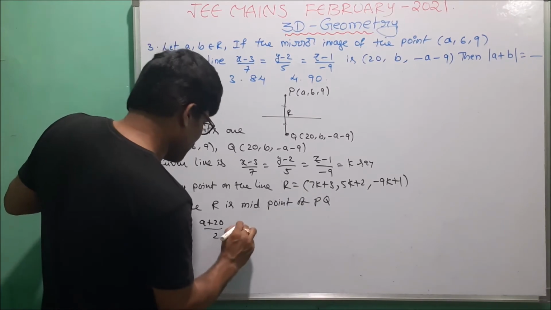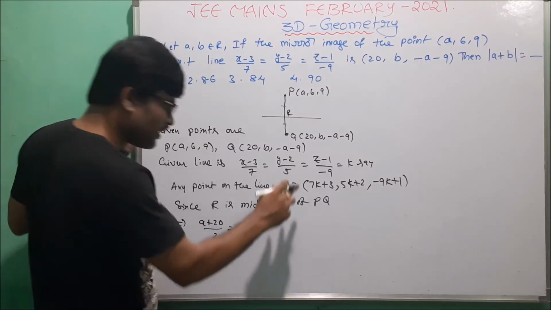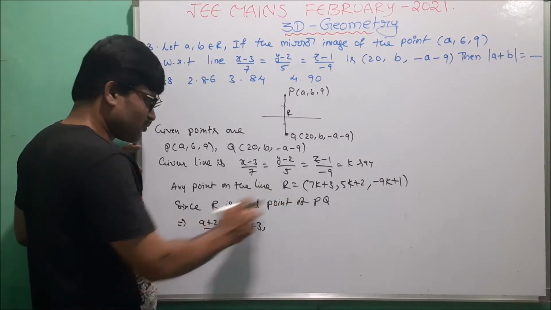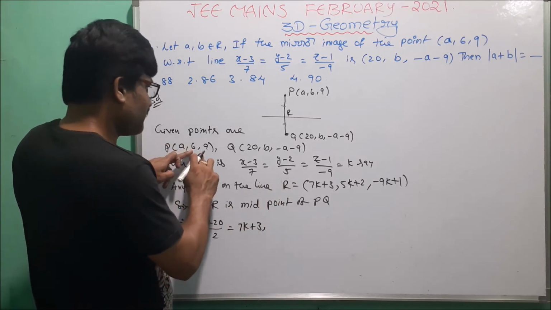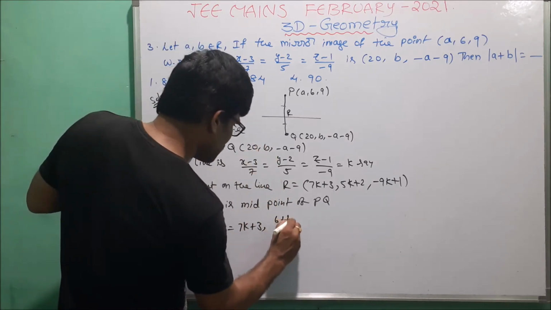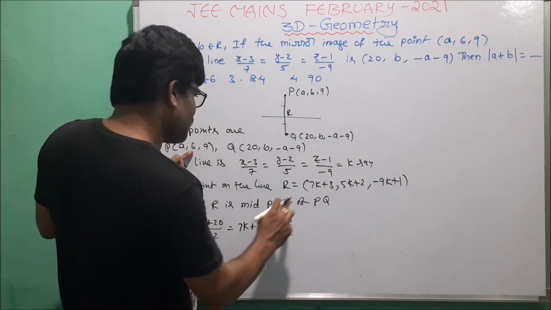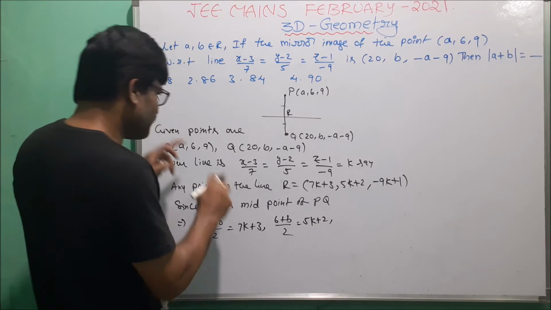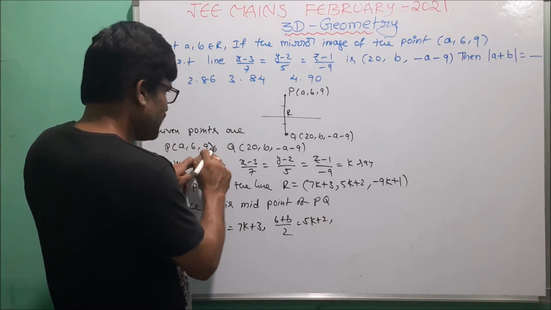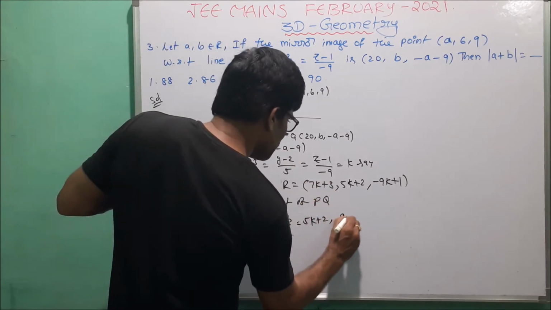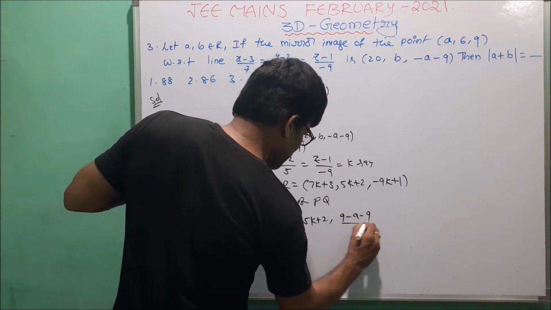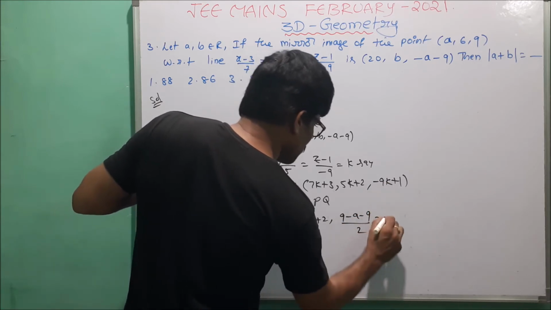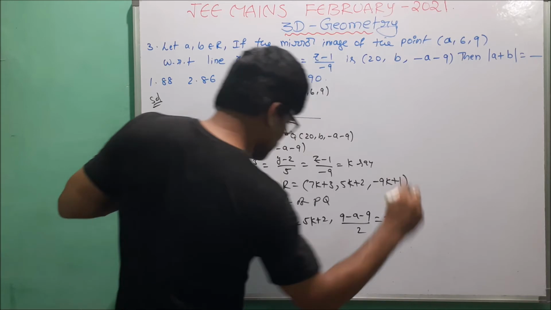Here we take 7k plus 3. Here x coordinates are compared with x coordinates. Similarly y coordinates: (6 plus b) by 2 equals 5k plus 2. Similarly z coordinates: (9 minus a minus 9) by 2 equals the z coordinate, minus 9k plus 1.